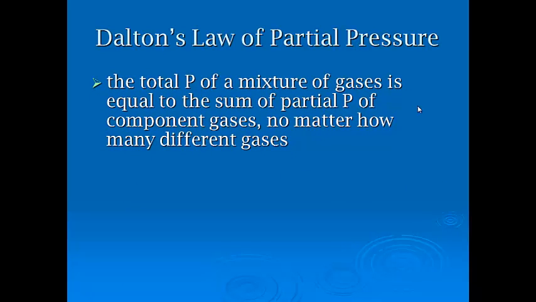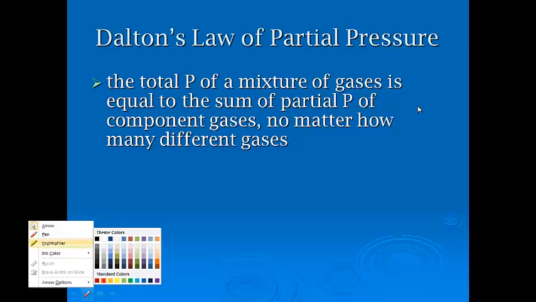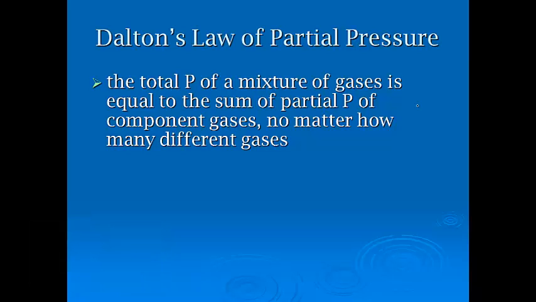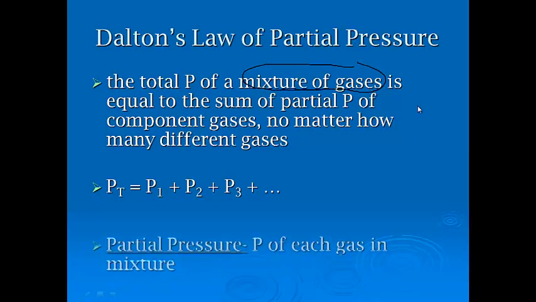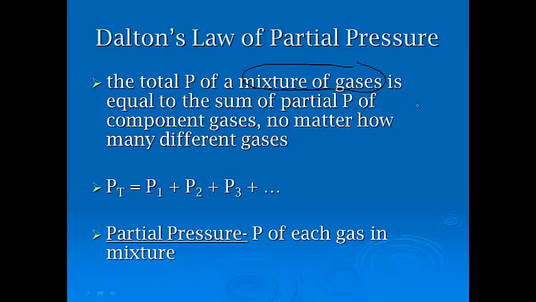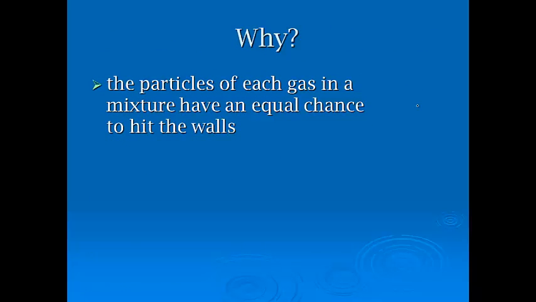Okay, so the other way, it's the total pressure of a mixture of gases is equal to the sum of the partial pressures of each component gas, no matter how many there are. So in other words, your pressure total is just equal to pressure 1 plus pressure 2 plus pressure 3, etc. And I know this seems really obvious, but I'm going to show you where we can do some of the math here. Partial pressure is just the pressure of each gas in the mixture. Why? Because the particles of each gas in the mixture have an equal chance to hit the proverbial walls of the container.